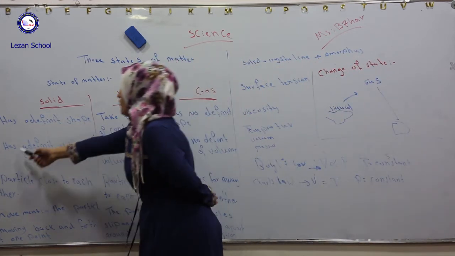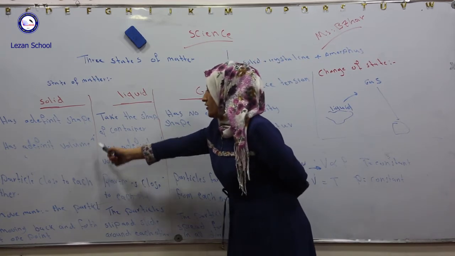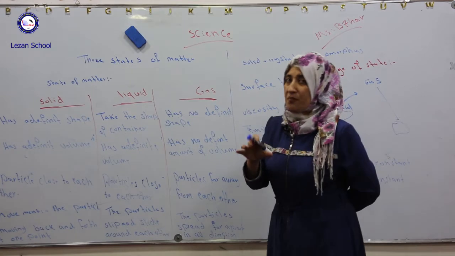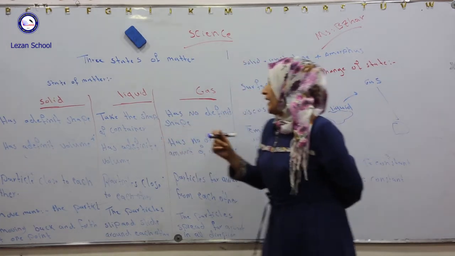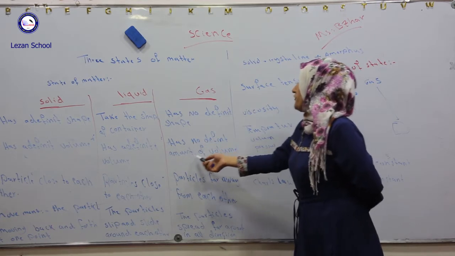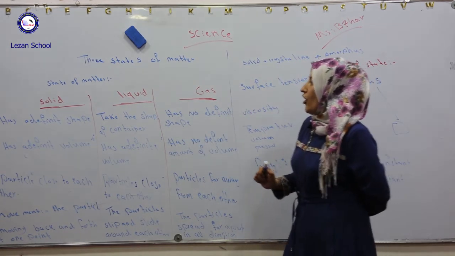Number two, solid has a definite volume, and liquid also has a definite volume. This means the volume of the liquid does not change when the container changes, but gas has no definite volume.